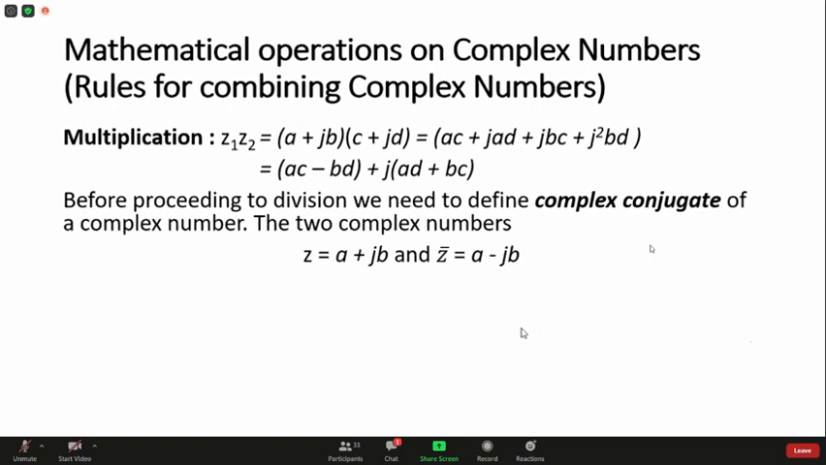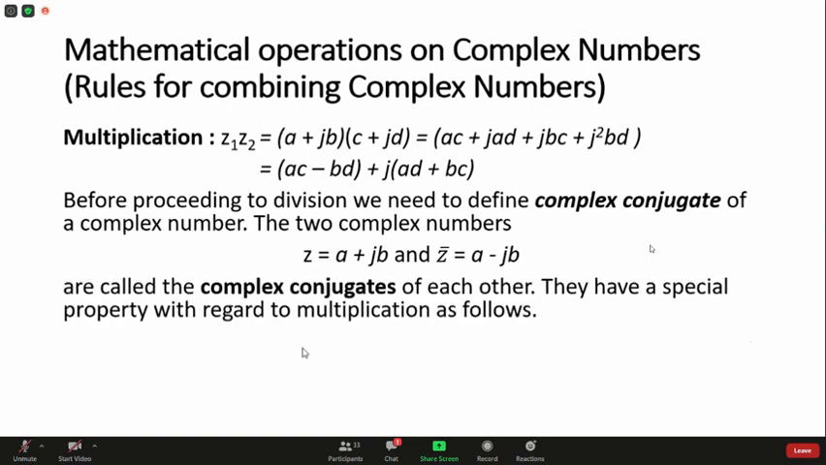Z and Z bar are called the complex conjugates. That's the reason I mentioned Z bar is a complex conjugate of Z, and Z is a complex conjugate of Z bar. That's what we define. Z and Z bar are called complex conjugates of each other. Remember, no additional information is being given, only the required information is given. Conjugates of each other have a special property with regard to multiplication as follows.